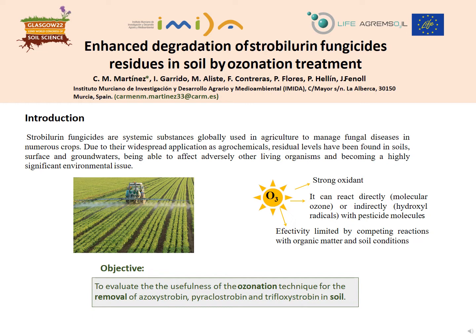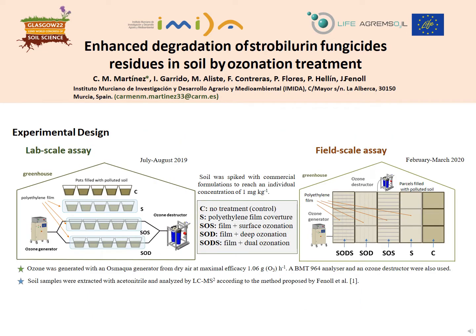This work has evaluated the use of ozonation for the removal of free strobilurin fungicides in soil: azoxystrobin, pyraclostrobin, and trifloxystrobin. Preliminary experiments were carried out in a greenhouse situated in southeast Spain. 120 cylindrical containers were prepared with 3 kilograms of polluted soil and introduced inside the greenhouse. Then, the soil was exposed to different treatments during 50 days.